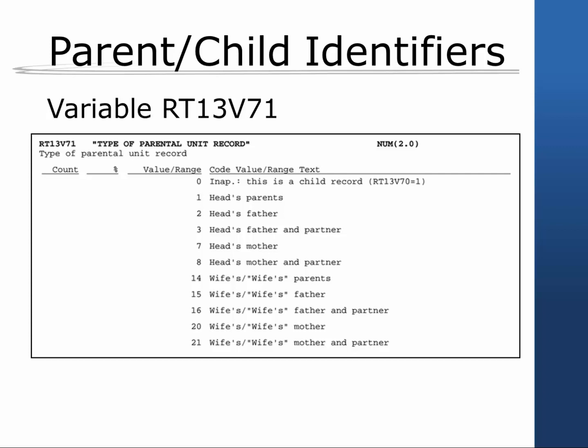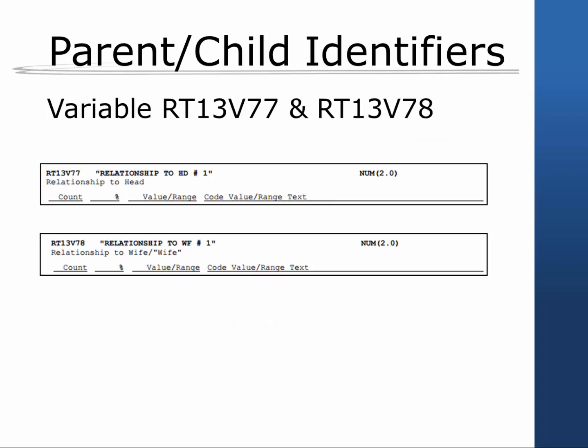RT13V71 provides more detailed information on parent unit records, indicating whether this record is for both the mother and father, the father only, the mother only, the father and new spouse or partner, or the mother and new spouse or partner, and further distinguishes whether the parent units reported are the head's or the wife's, as applicable. Child and parent records each have an additional variable that indicates the relationship to head and, if applicable, wife.